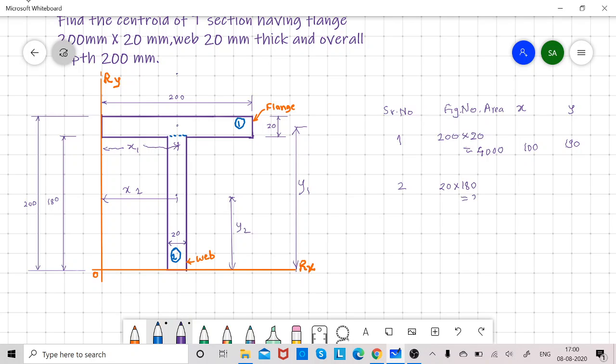Then serial number 2, that is the web rectangle, 20 by 180, area 3600. Its x distance, that is x2, is 100, and y2 is 180 by 2. See, the height of the web is only 180, and its centroid will be at a distance 180 by 2, that is 90.